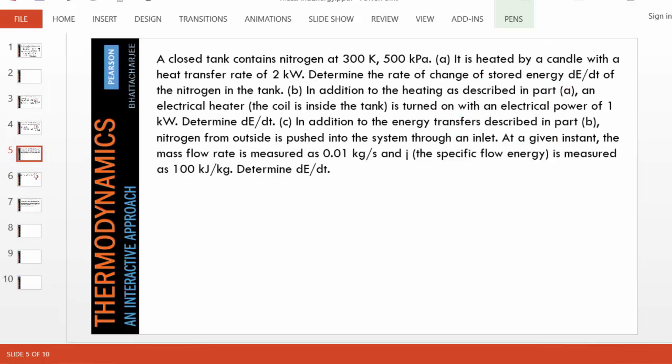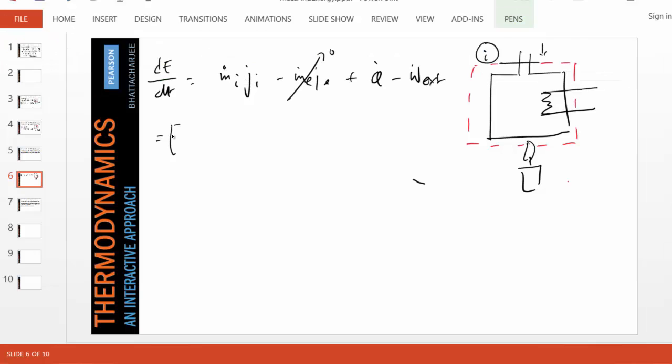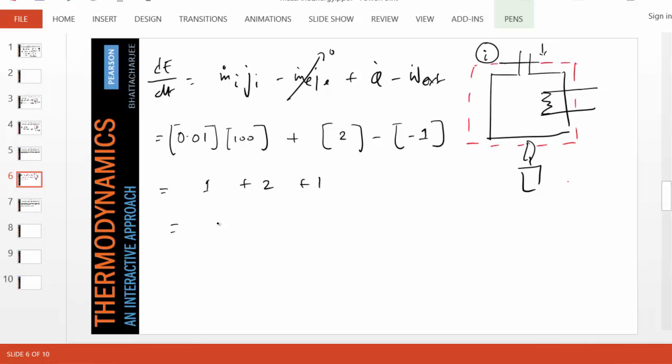I think they have given us how much mass is going in. 0.01 kg per second and 100. 0.01 times 100, so that's this term, plus Q dot is 2 kilowatt, and W dot external is -1, as we have done before. So this is 1 plus 2 plus 1, 4 kilowatt. Quite a simple problem, really.